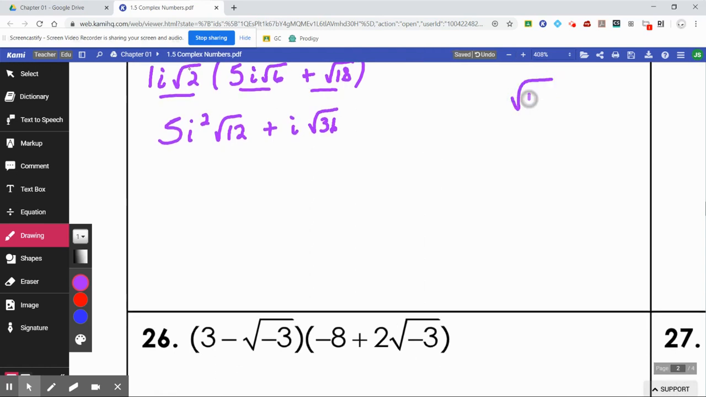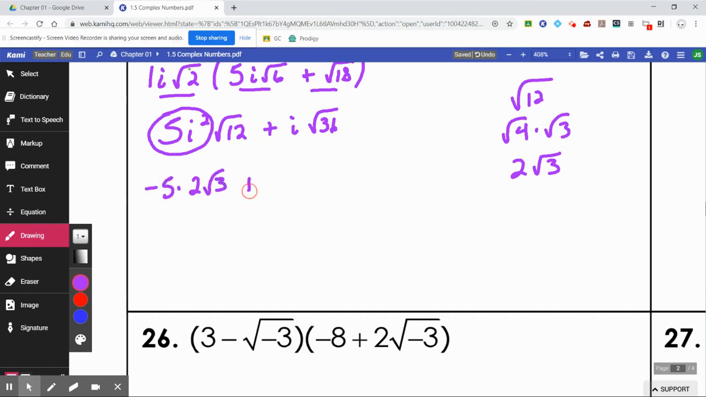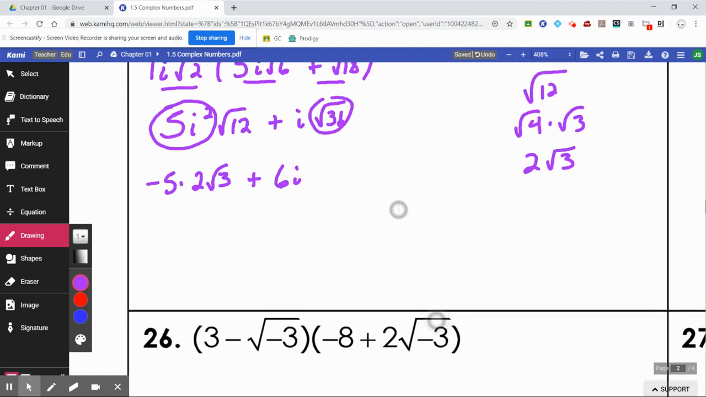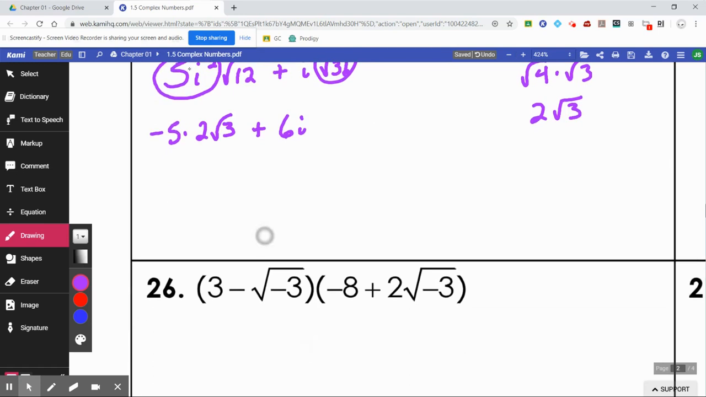Root 12 we can split into root 4 times root 3, so that'd be 2 root 3. So here we have 5 times negative 1. That's negative 5 times 2 root 3. Plus i root 36, the square root of 36 is 6. Write the 6 first, 6i. So now negative 5 times 2 would be negative 10 root 3 plus 6i.